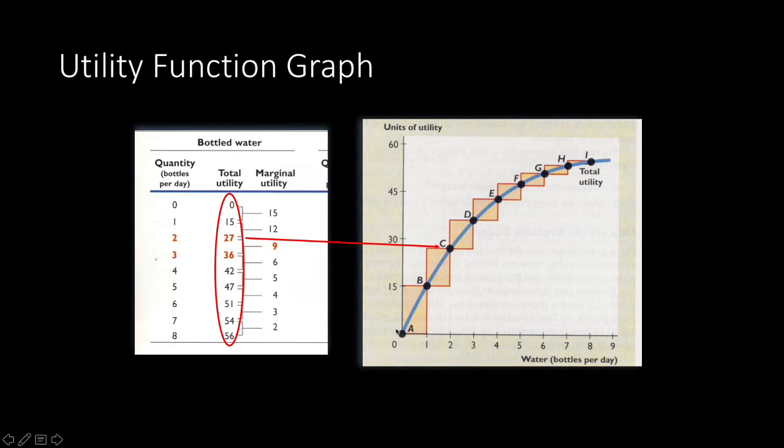This slope is increasing, but it's increasing at a decreasing rate. So as I go from A to B, it increases by 15. As I go from B to C, it increases by 12. As I go from C to D, it increases by 9. So it's increasing, but each unit increases by a little bit less than before.